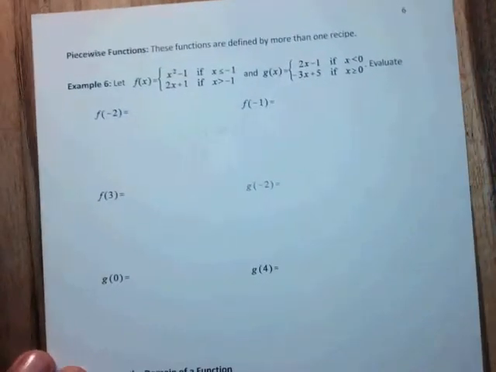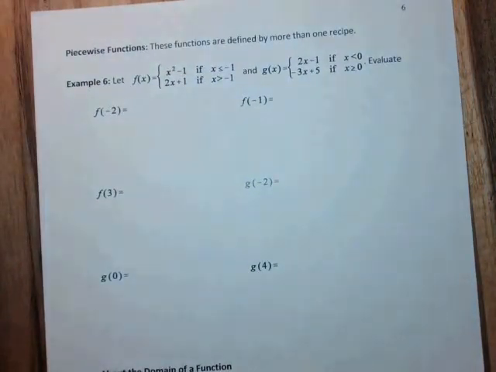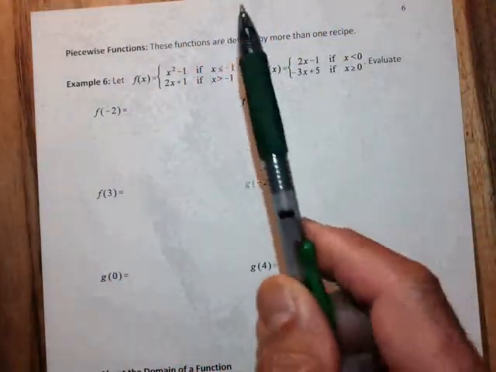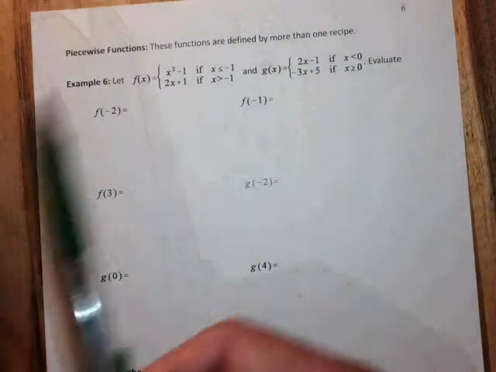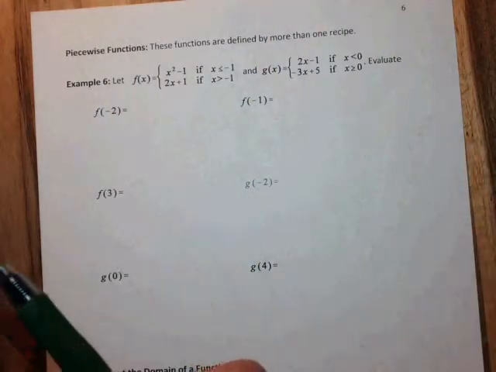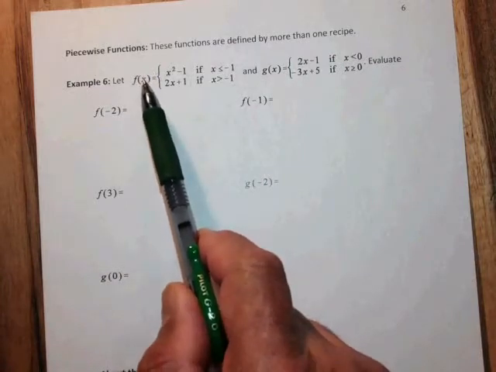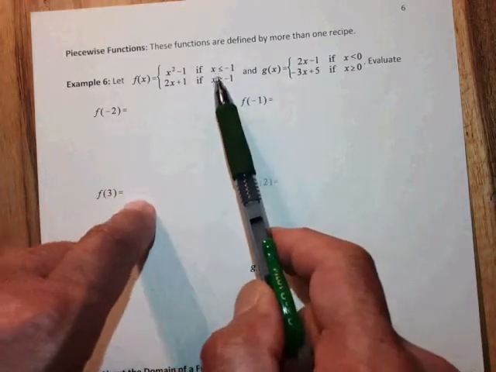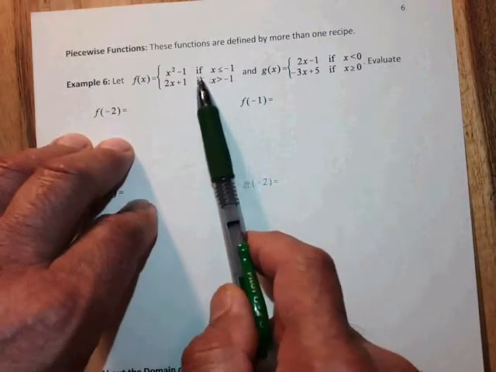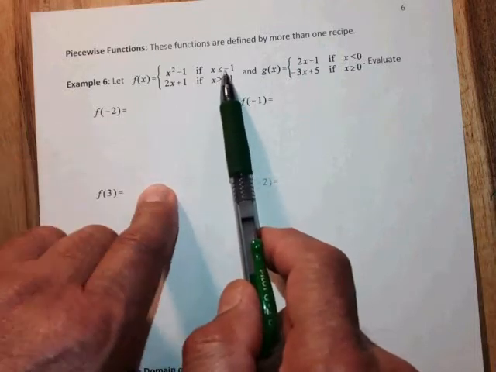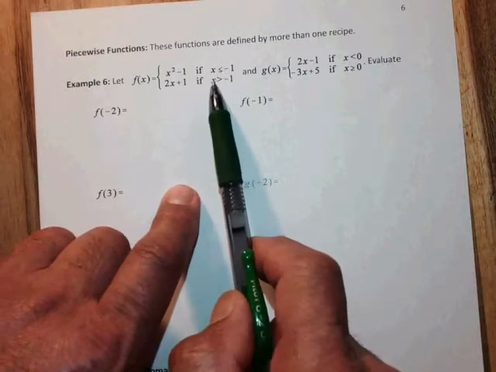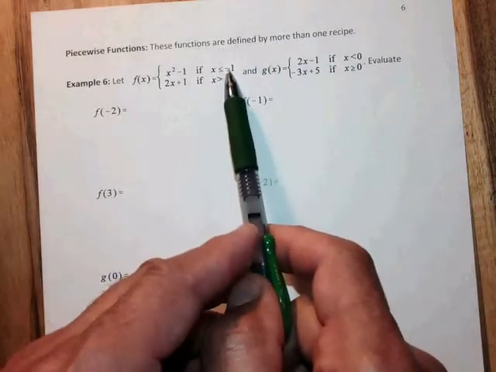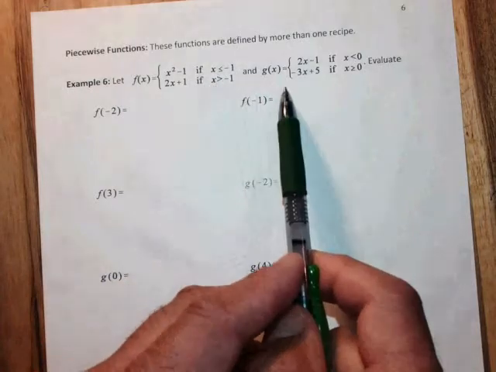The next example, or actually concept, is the concept of piecewise functions. As the name suggests, piecewise function means this function has pieces. So what does that mean? That means the function is defined by different formulas or different recipes according to what the values of x are. Like in this example here, x could be less than negative 1, or x could be bigger than negative 1. So negative 1 is the border point.